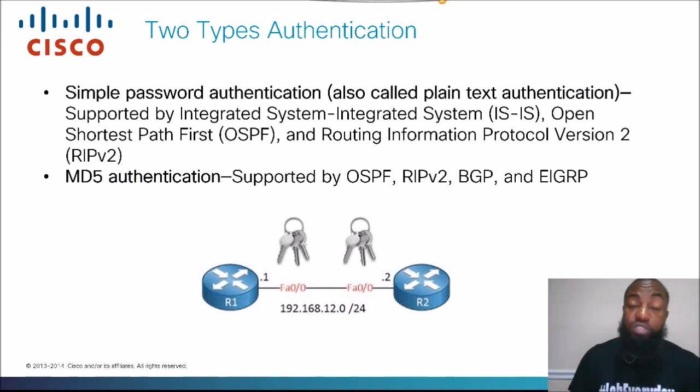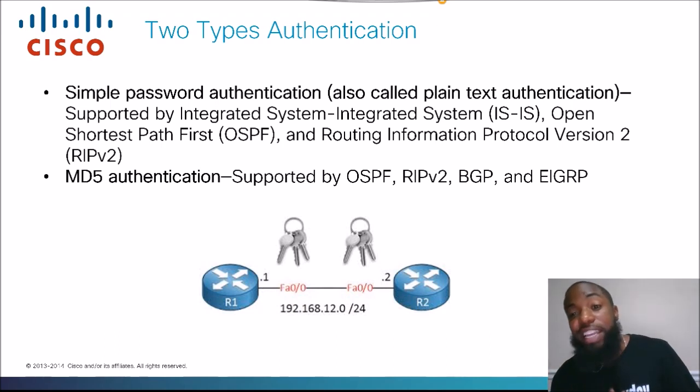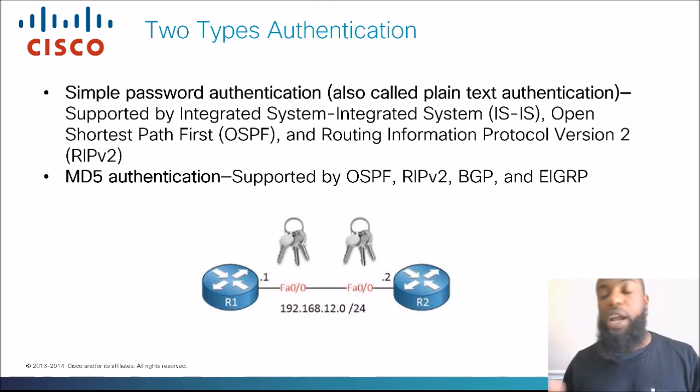So this is the reason why we want to hash the passwords with MD5. MD5 is supported by OSPF, RIP version 2, surprisingly. Y'all know how I feel about RIP, BGP, and EIGRP, right? Well, actually, I'll take that back.